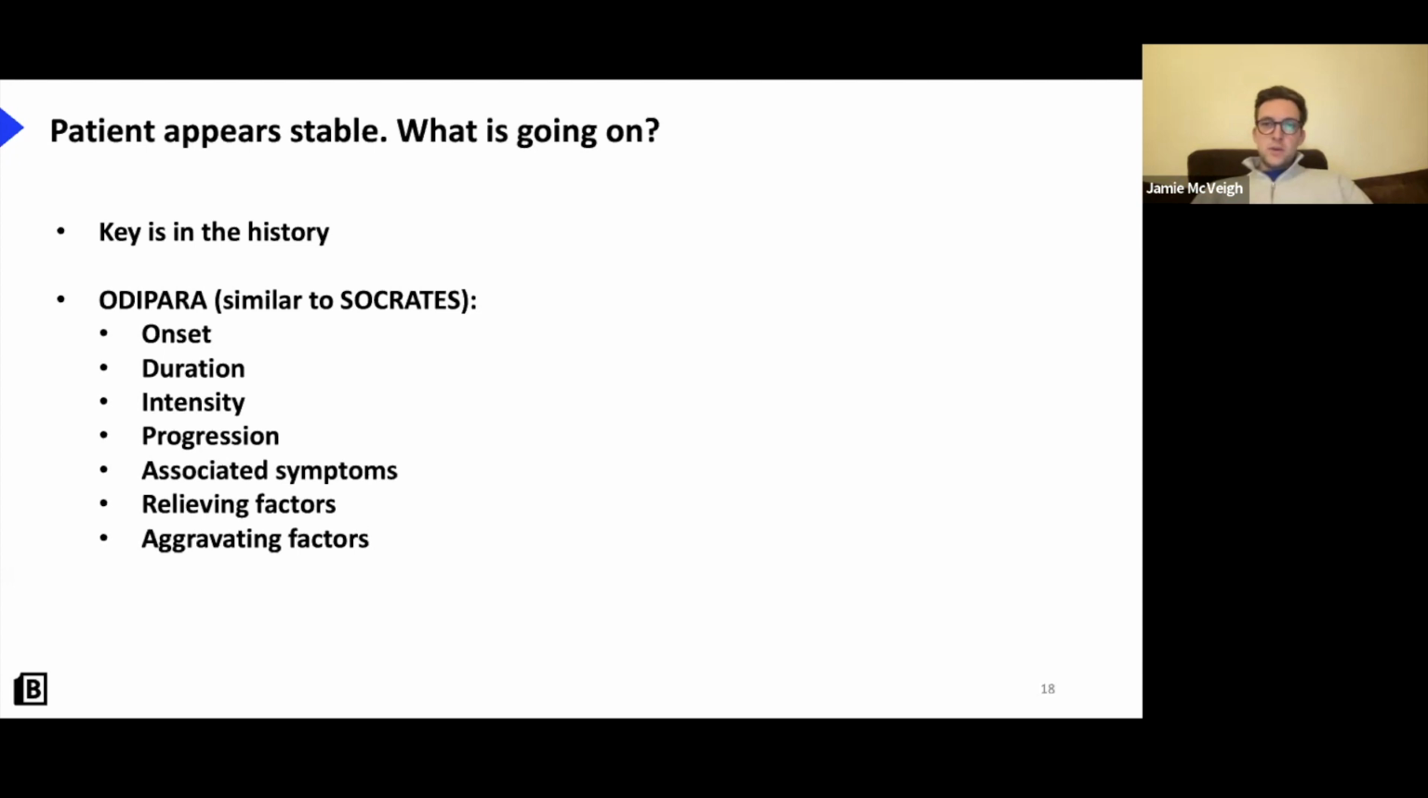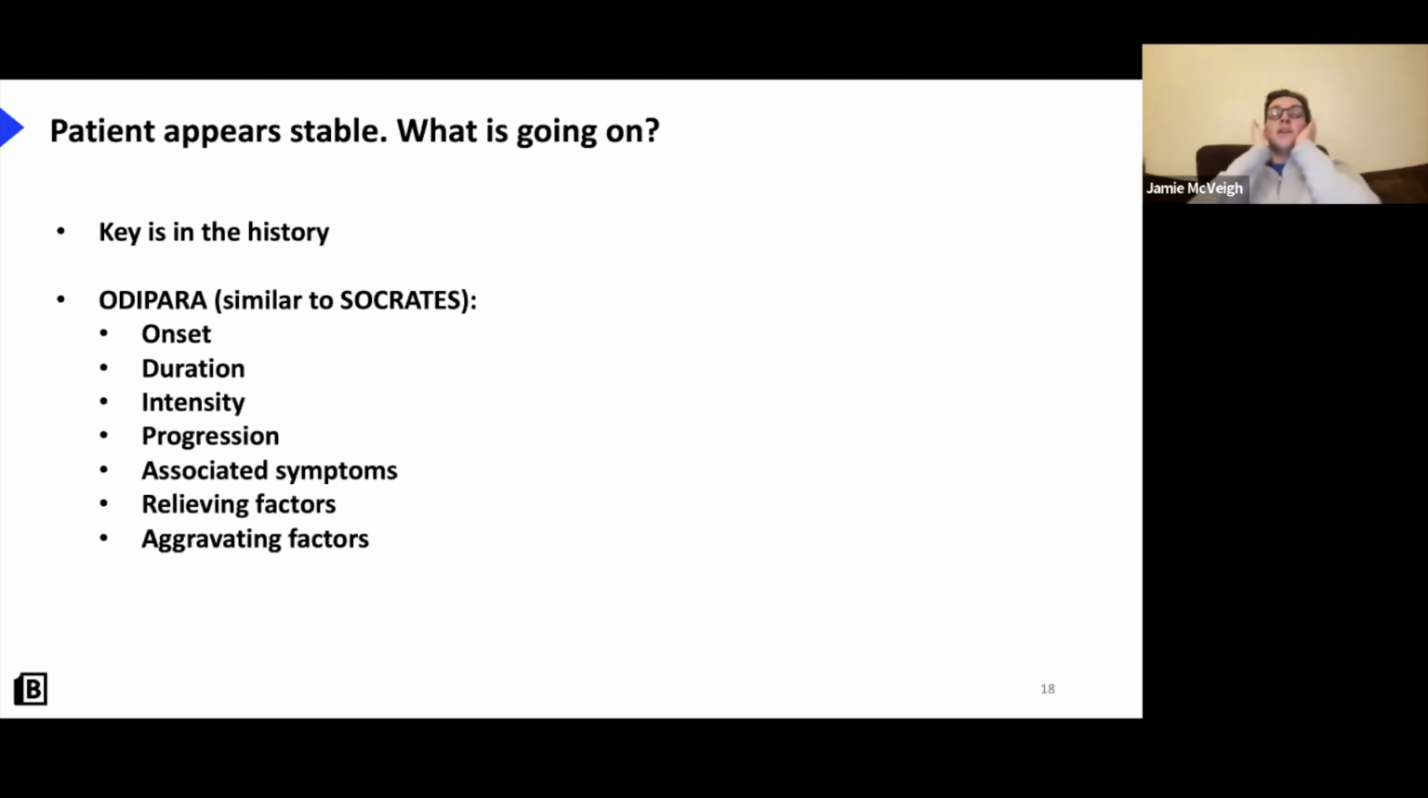Any ideas what's going on? Any differentials, guys? Yeah, fantastic. Got it straight away. BPPV. Anyone know, for some bonus points, the test to diagnose BPPV? Very good. Yeah, Dix-Hallpike maneuver.